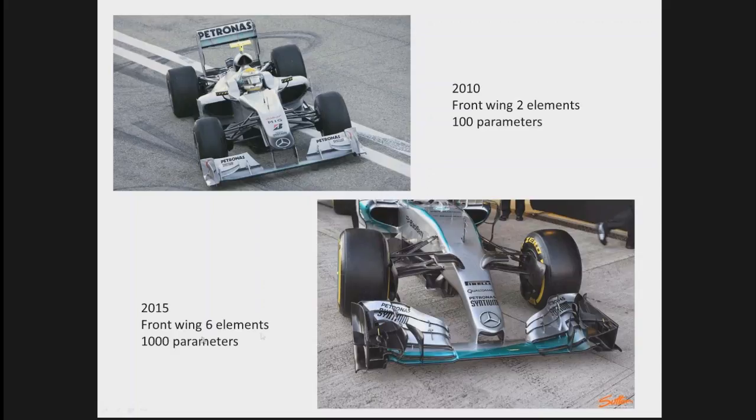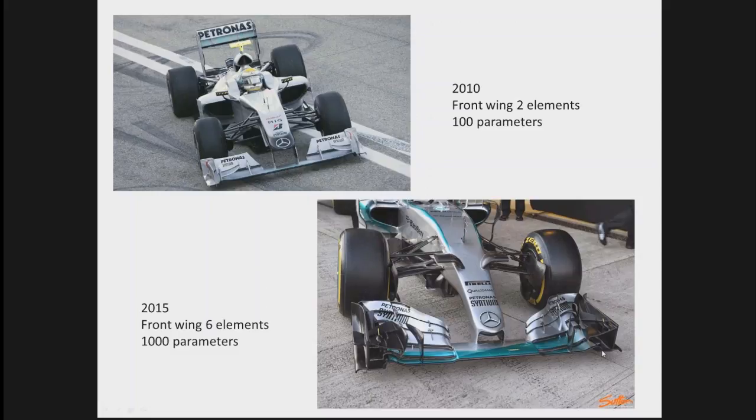And 5 years later, you can see how much more complex the front wing is for the same set of regulation. You now have 6 or more elements, nearly 7 on the outboard, and probably about 1,000 parameters to design this front wing, and developing it takes much more time as well.